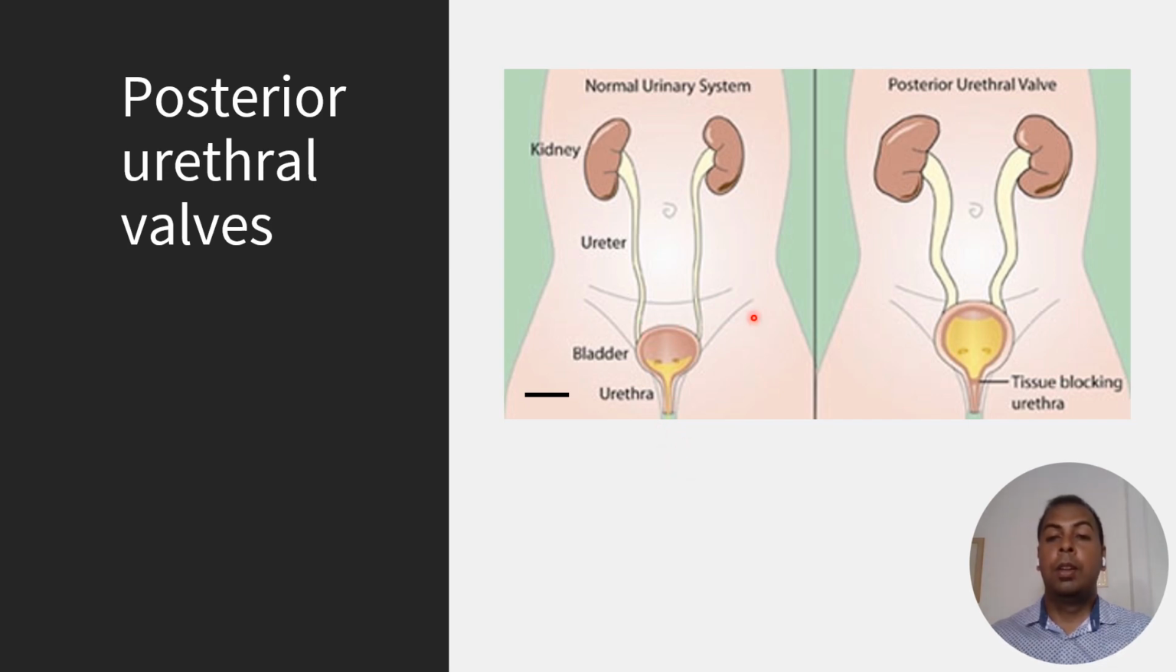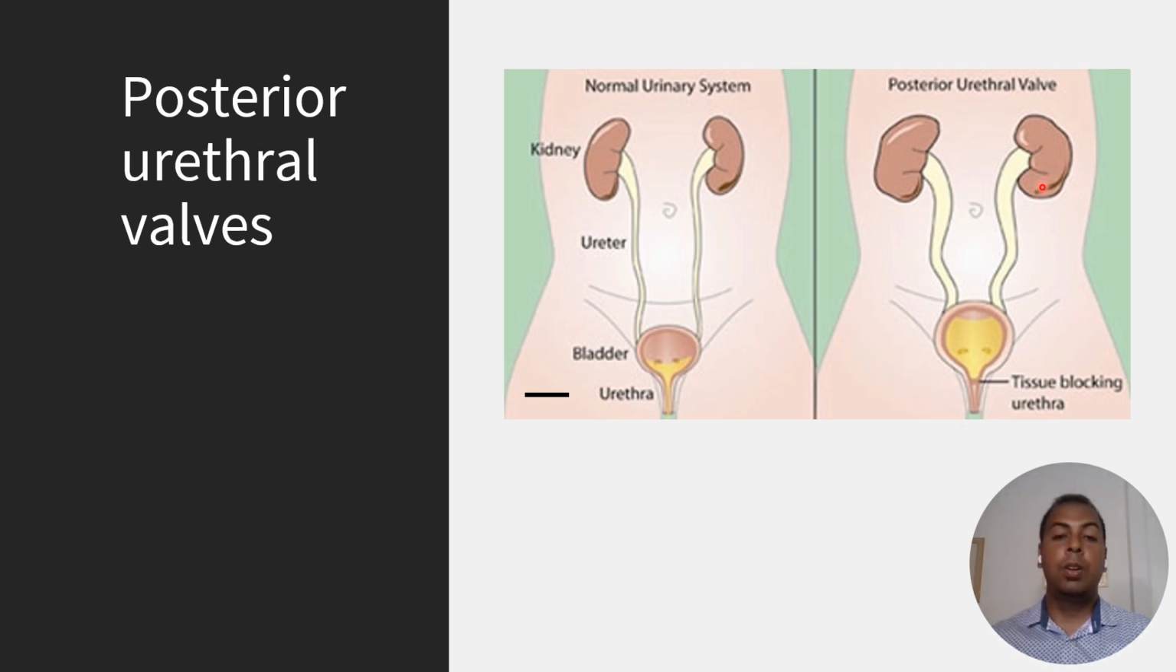In patients born with this abnormal type of urethral valve, known as posterior urethral valve, there's usually tissue blocking the outlet from the bladder. So when the bladder neck relaxes, it does not allow urine to freely pass through to exit the bladder. What would happen is you would have a buildup of urine backing up into the ureters and eventually into the kidney, and this would cause bilateral hydronephrosis.